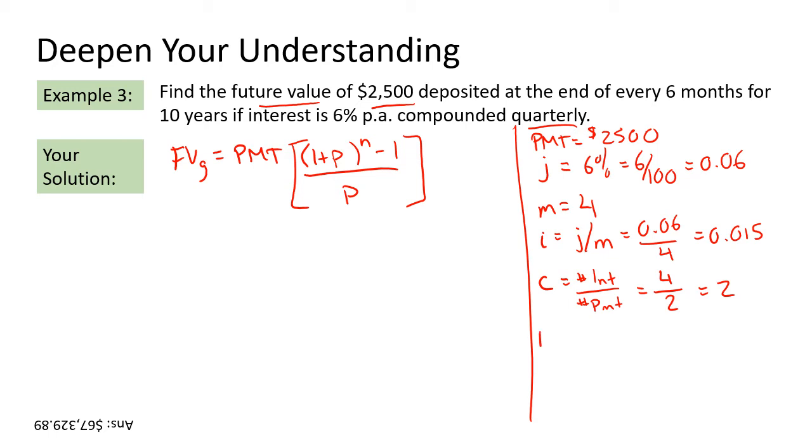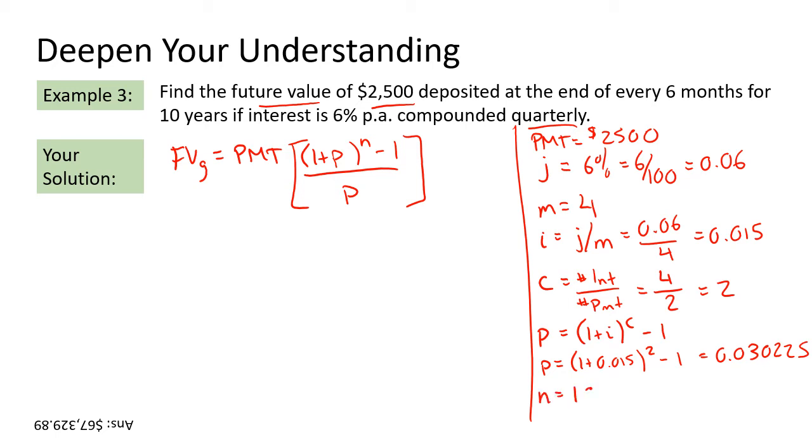So now we can calculate our equivalent interest rate, P, and that's equal to 1 plus your periodic interest rate to the exponent C, minus 1. And in this case, P is equal to 1 plus 0.015, to the exponent 2, minus 1. And if you calculate that out, you get 0.030225.